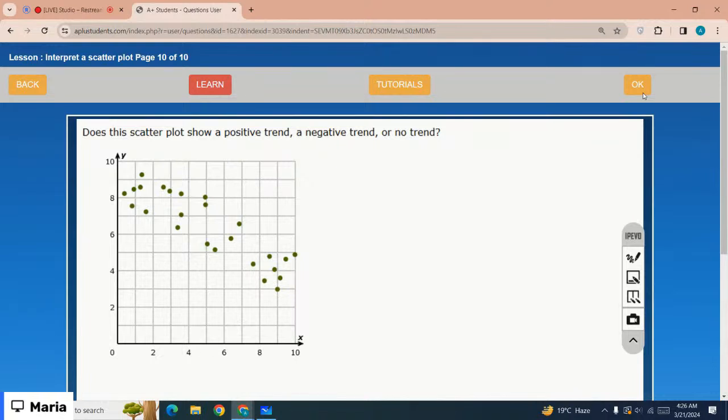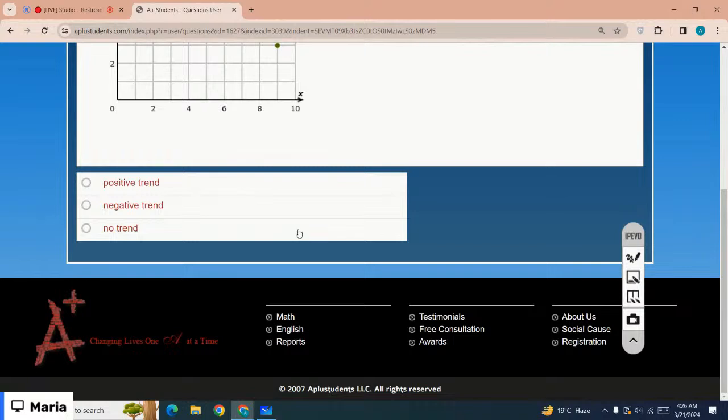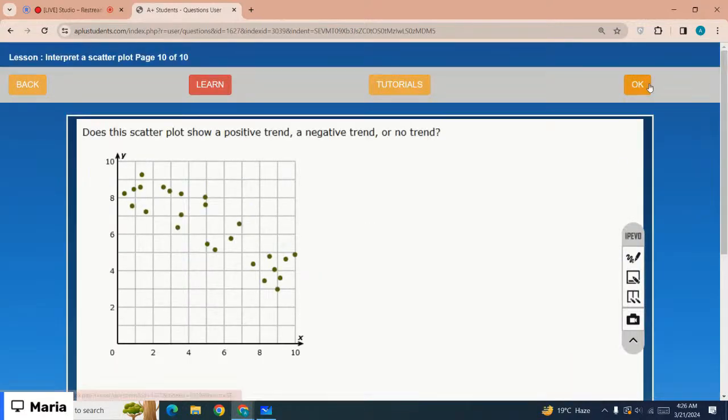The graph shows the negative trend, right? Because the x values are increasing but the y values are decreasing, so that means the graph shows the negative trend. Got it?